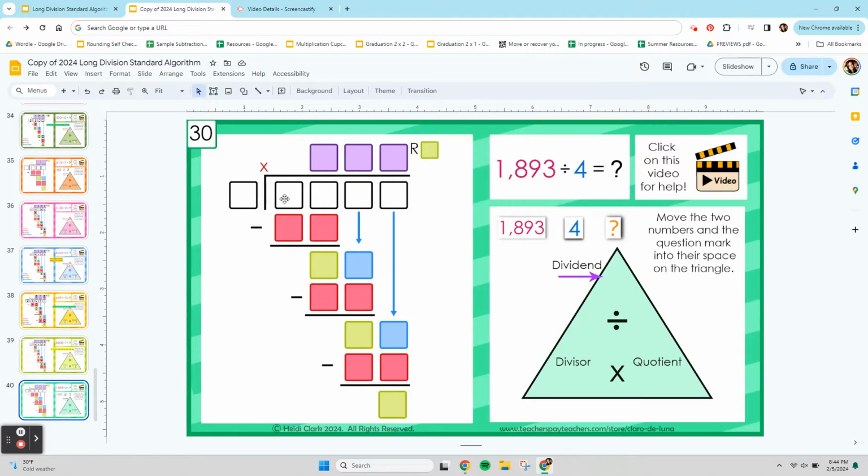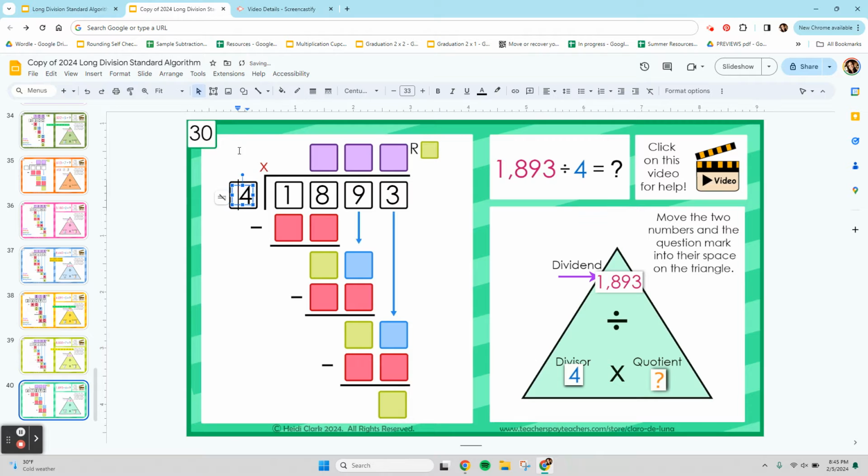Hey everybody, we're going to do 1,893 divided by 4. As always, I recommend that you try it on your own and then use the video just to help guide you or to check your work or if you get stuck. I also recommend that you write out on a piece of paper or here in a text box, write out the multiples of 4.